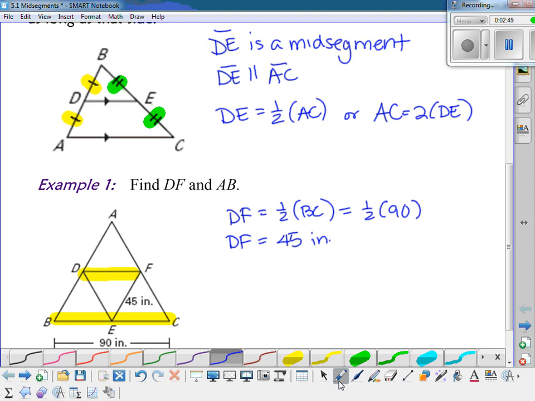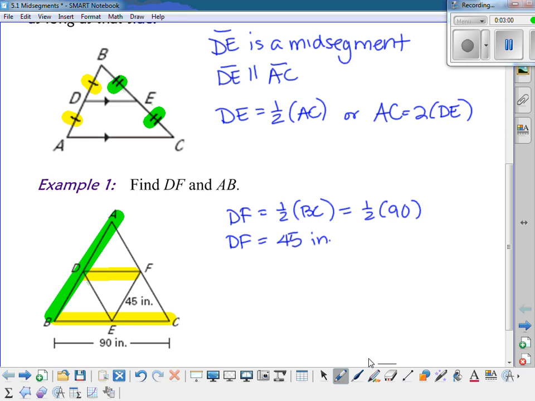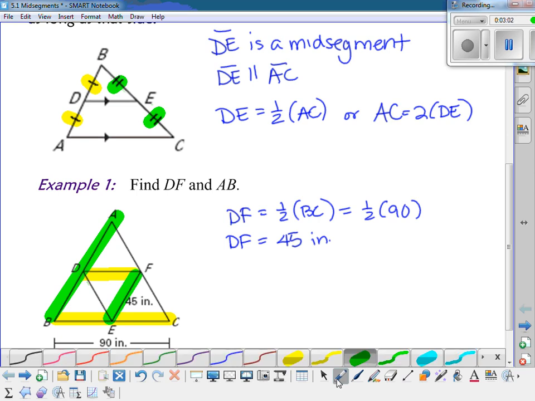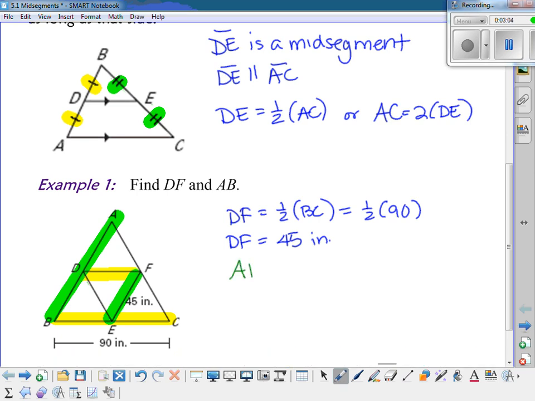And then for the second half, we're looking at AB, which is this whole length here. Well, the midsegment is 45, and so AB has to equal 2 of those midsegments, 2 times EF, so 2 times 45, so AB would equal 90.